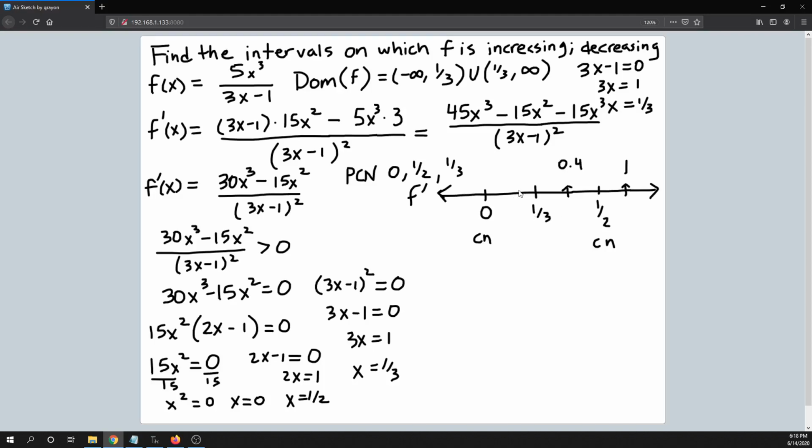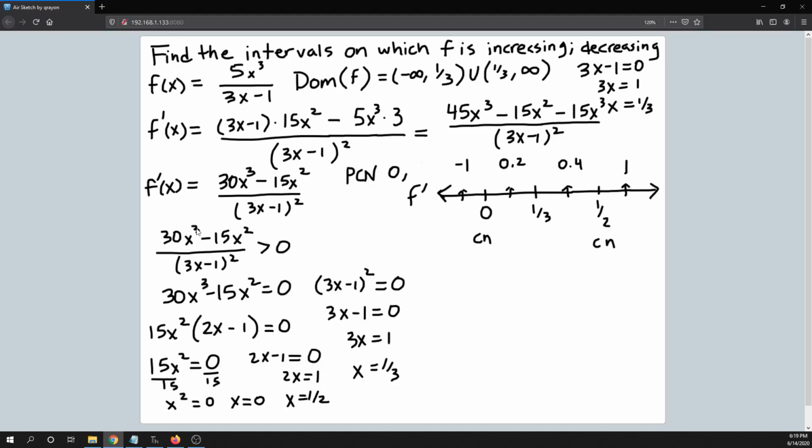Same thing over here. I've got to pick a number that's in between 0 and 1/3. So I am going to pick 0.2, because 1/3 is 0.3 repeating. And then finally, I need to pick a number that is to the left of 0. So over there, I'm going to pick a -1. I'm going to have to erase some of this over here because it's getting kind of crowded in there. And so I'm going to pick a -1 to test over here.